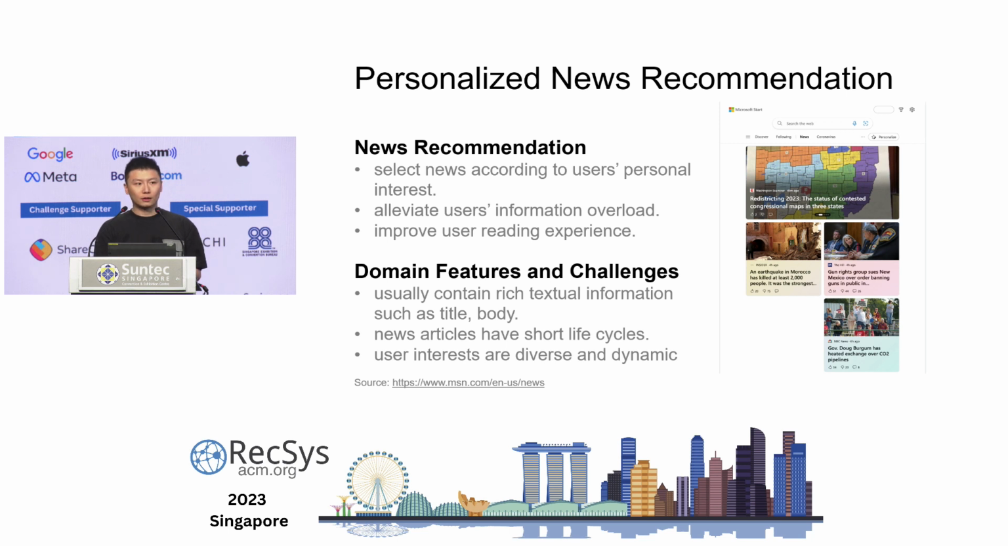Although we could use conventional recommendation algorithms, news recommendation has its unique features and challenges. Rich textual information could be beneficial, but a significant challenge is the short life cycle of news articles. Articles might become out of date very soon, in 2 or 3 days. Additionally, users' interests can be very diverse and dynamic, which adds extra challenges to the task.